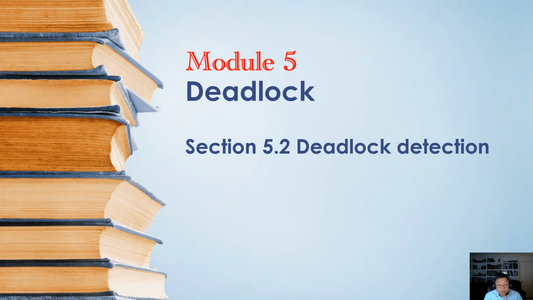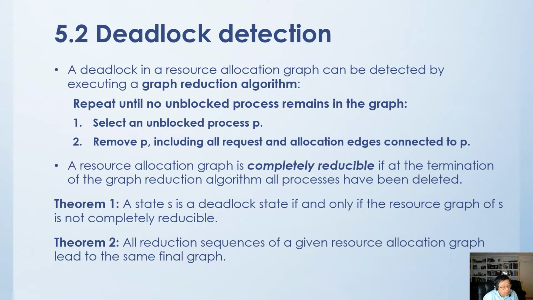Now, in Section 2 of Module 5, we're going to talk about deadlock detection. So now we know that in the multi-programming environment, when multiple processes are running concurrently, sharing the common data, deadlock may happen. So now how can we first detect any deadlock, so that later on we can actually prevent the deadlock from happening?